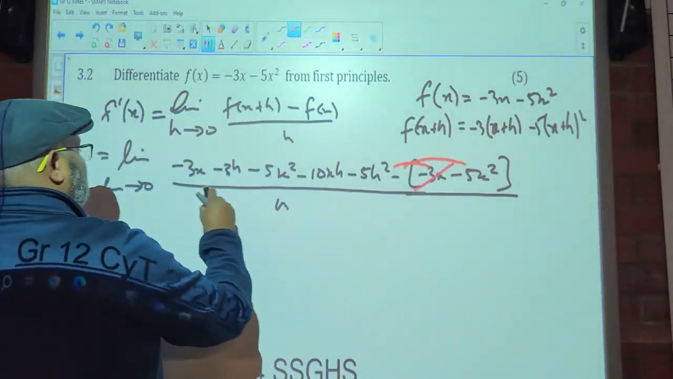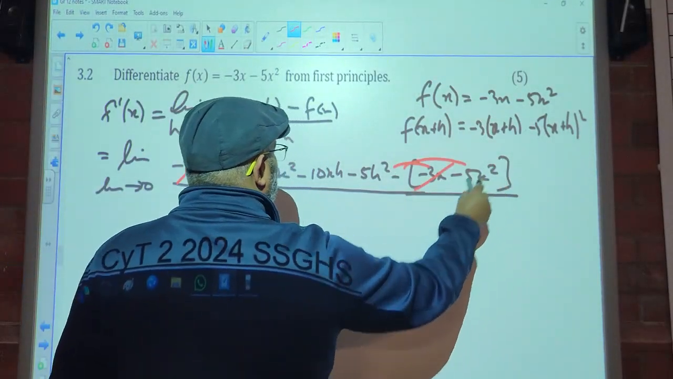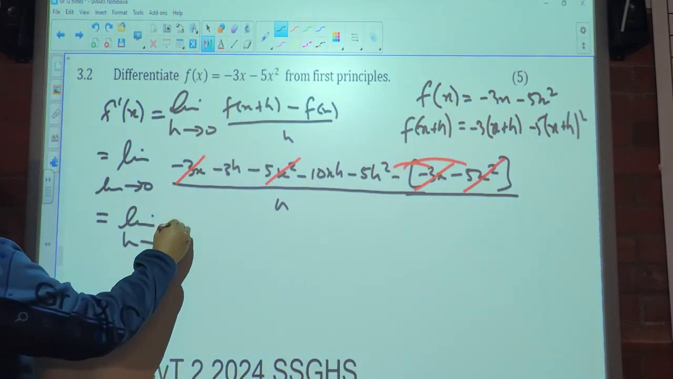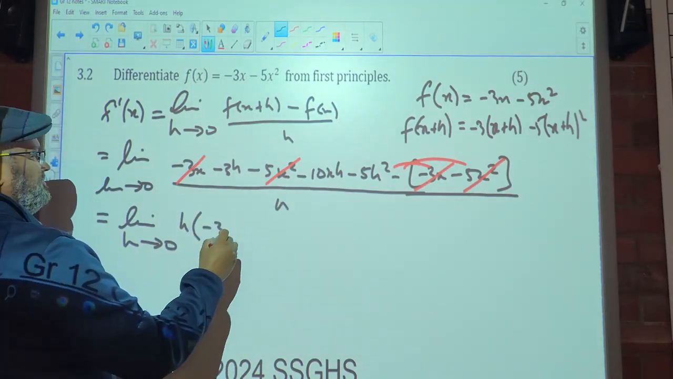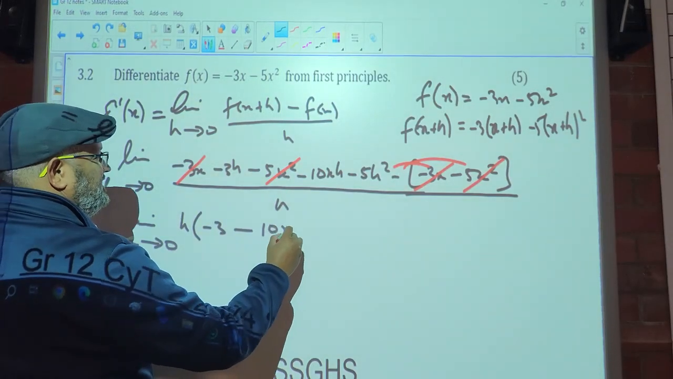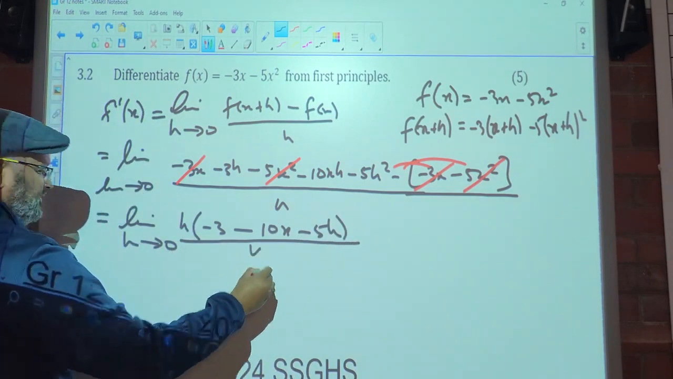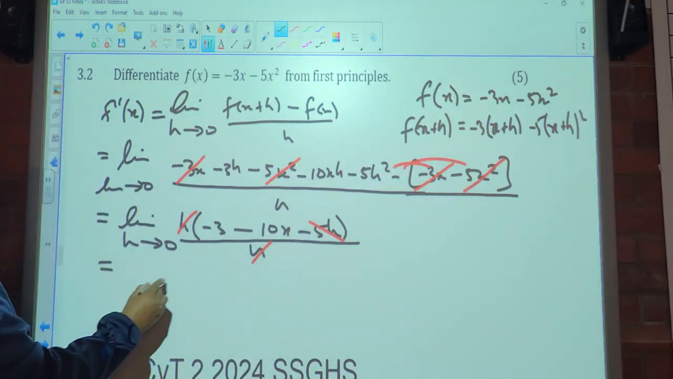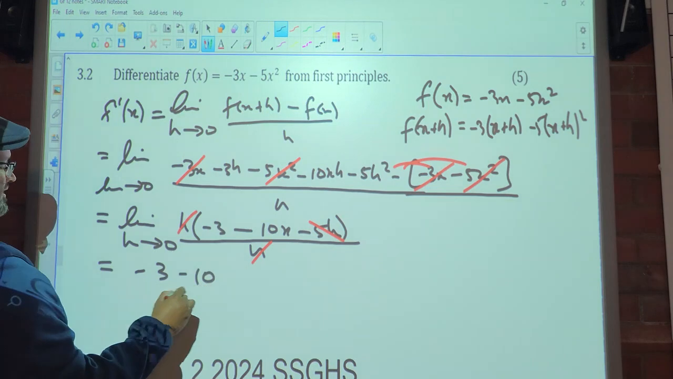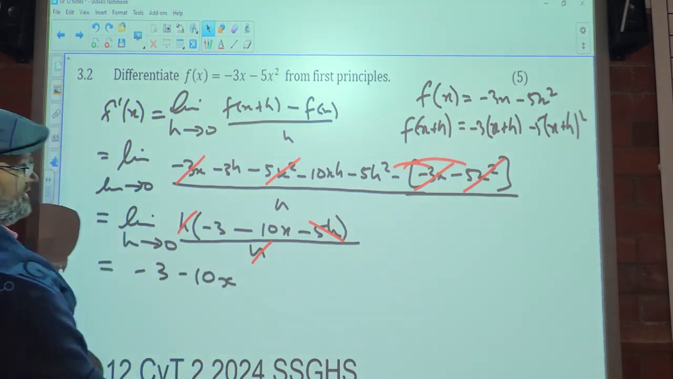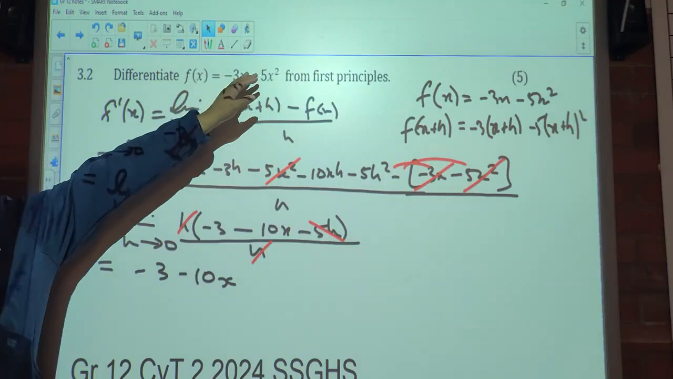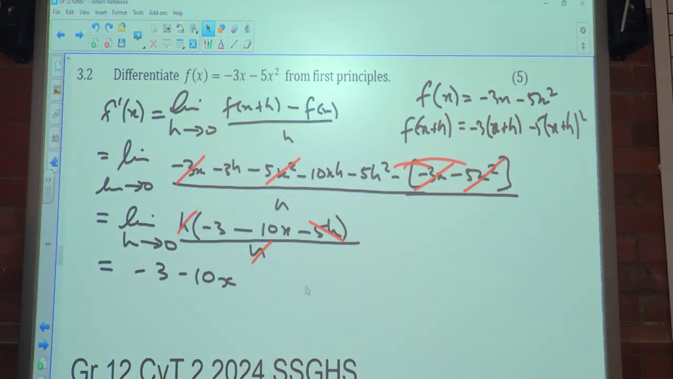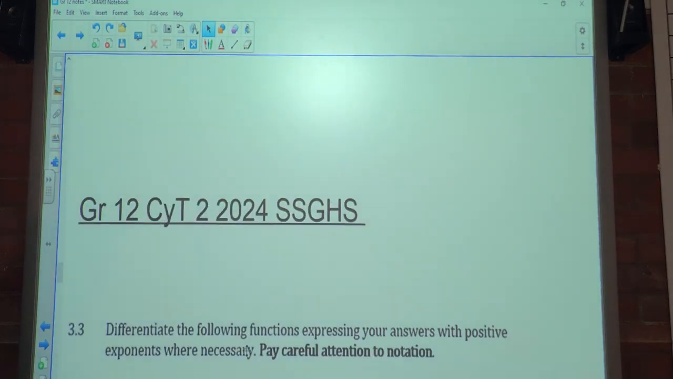Multiply this in, I will get positive 3x cancels negative 3x, and positive 5x squared cancels negative 5x squared. As you can see, h is a common factor here. Although negative is as well, I don't worry about that. So it's going to give you negative 10x minus 5h all over h. Of course, the h is cancelled, and that's what we want. Wherever we say h, we put the 0, of course. Drop this limit, so it's negative 3 minus 10x. And we knew that from the offset already, that's going to be negative 3 minus 10x. Okay, but because it's first principles, we have to go with that story.